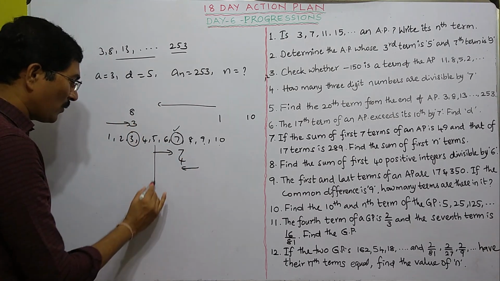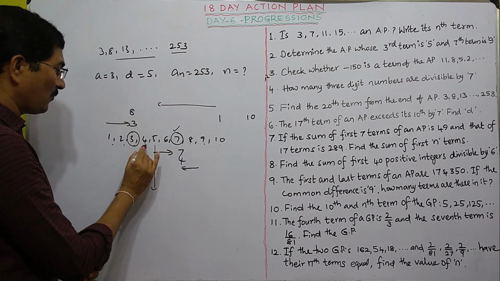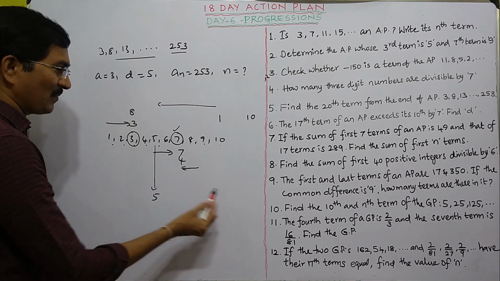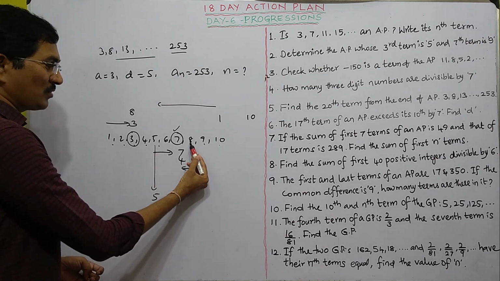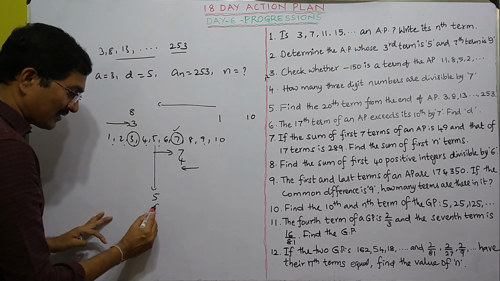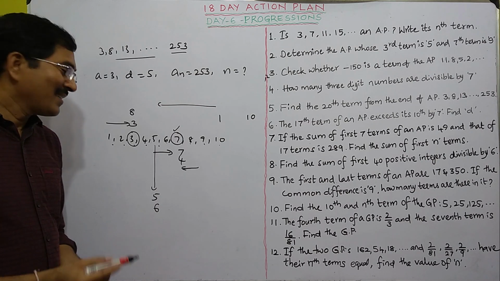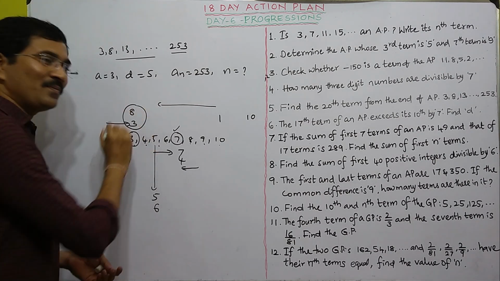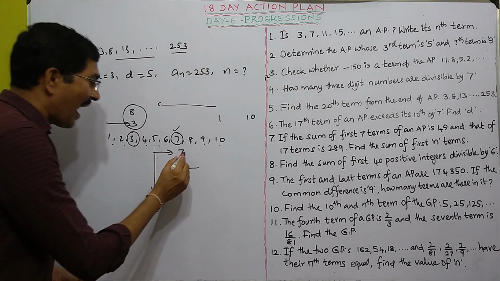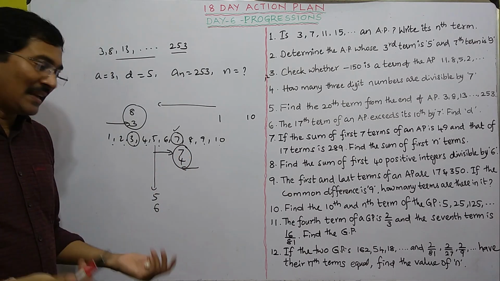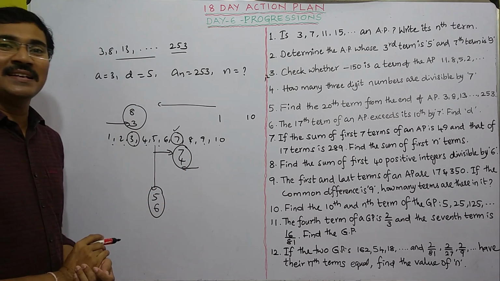If you take 5, let us see what happens. 1, 2, 3, 4, 5. It is 5th from this direction. Let us check it from this direction. 1, 2, 3, 4, 5, 6. So its number is 6 from this direction. What do we understand from this? See, add these two. 8 plus 3 is 11. Add these two. 7 plus 4 is 11. Add these two. 5 plus 6 is 11.